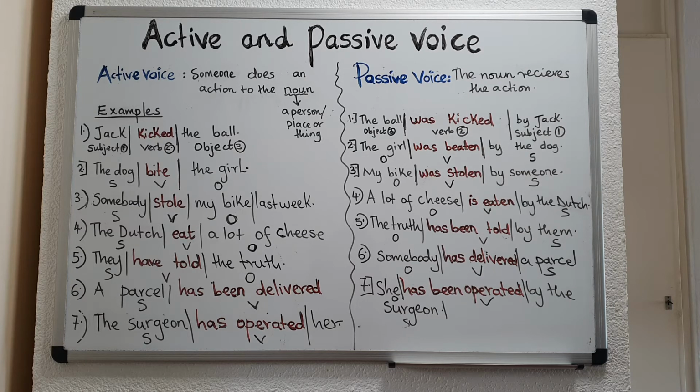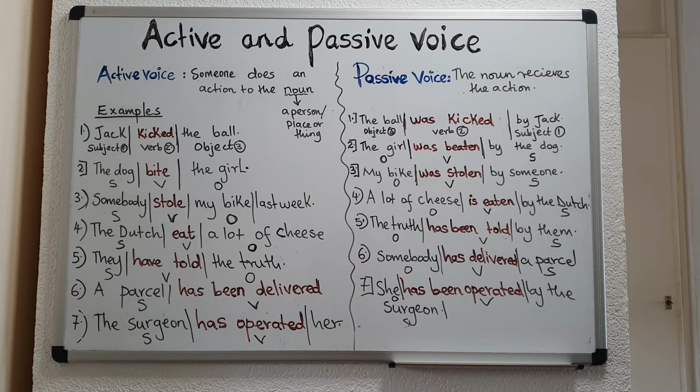So you always begin a sentence in the active voice with the subject. And the subject is that someone who is doing something. So you always begin the sentence with a subject, and then you follow it up with the verb, and you end it with the object. Look at example 2. We have the dog, subject, verb, object. The dog bit the girl.